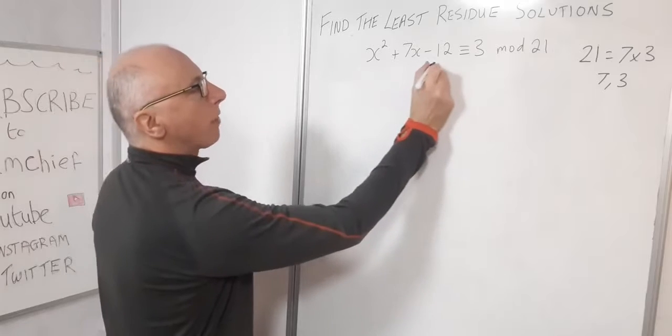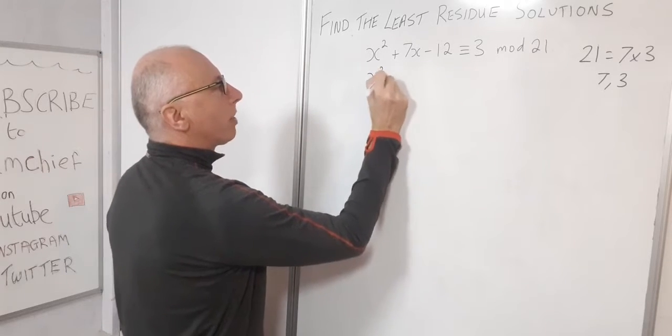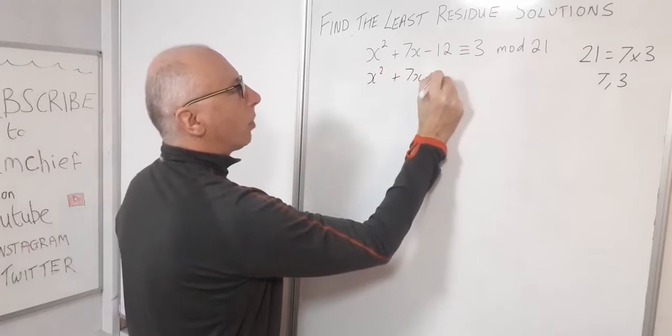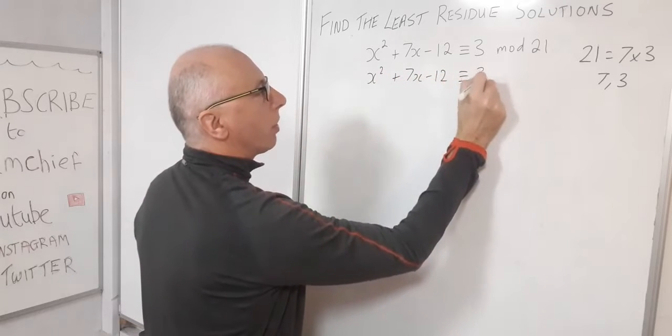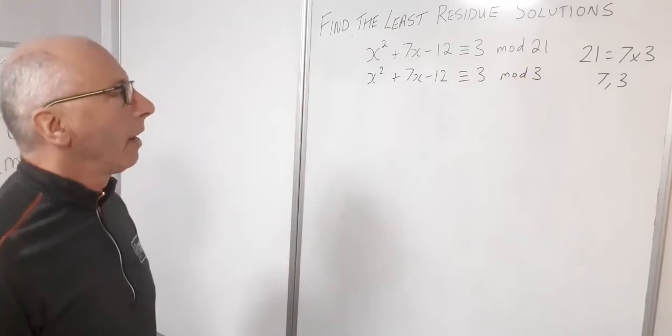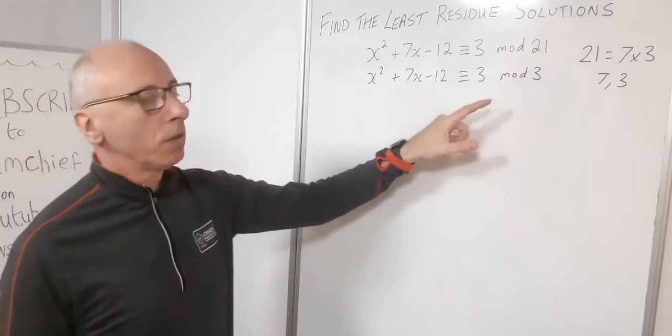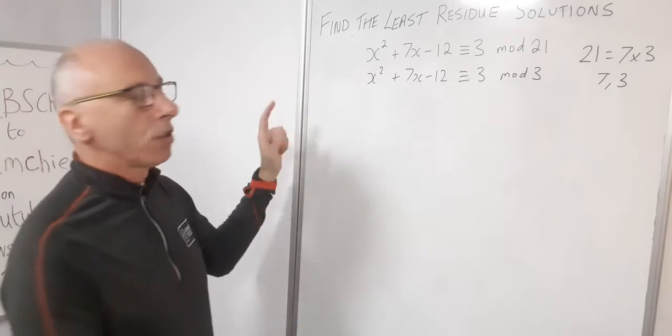So x squared plus 7x minus 12 is congruent with 3 mod 21. So let's just rewrite this for modulus 3. Okay, now as we're looking at a quadratic congruence, we can change some of these values modulus 3. So let's just go through that.